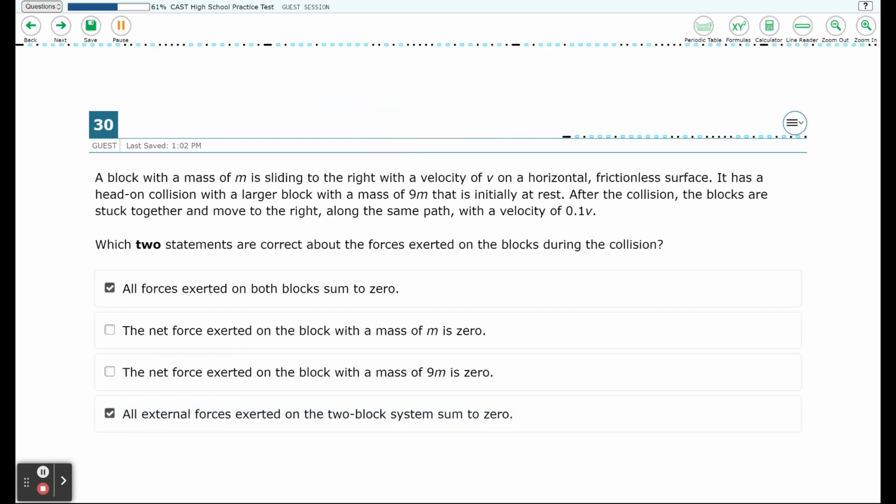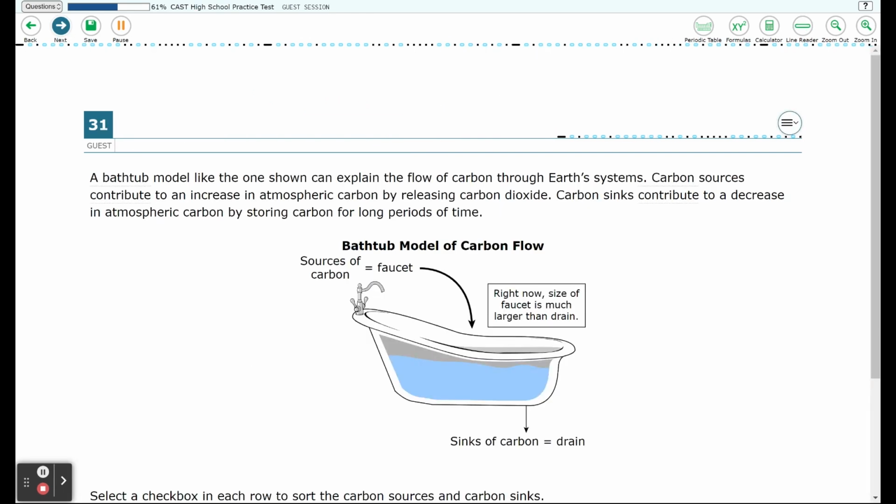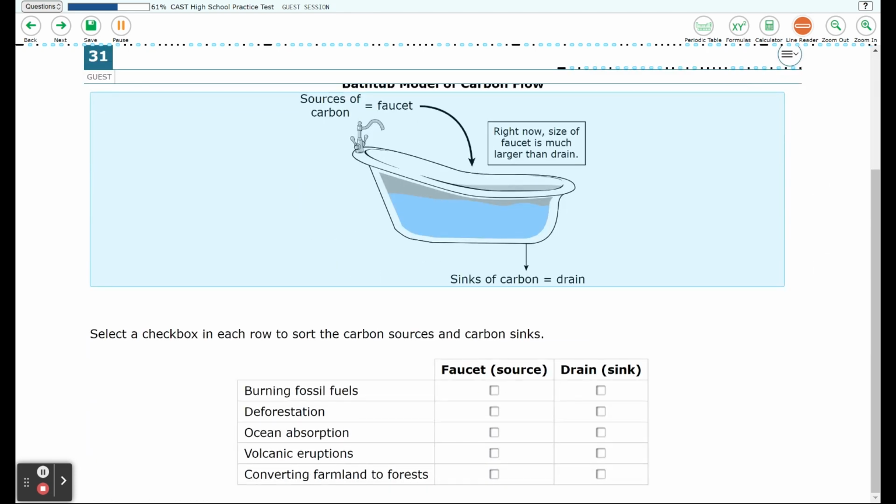All right, now let's move on to number 31. A bathtub model, like the one shown, can explain the flow of carbon through Earth's systems. Carbon sources contribute to an increase in atmospheric carbon by releasing carbon dioxide. Carbon sinks contribute to a decrease in atmospheric carbon by storing carbon for long periods of time. And here we see the bathtub model of carbon flow. We have sources of carbon, which is the faucet. Right now, size of faucet is much larger than drain, and sinks of carbon equal the drain.